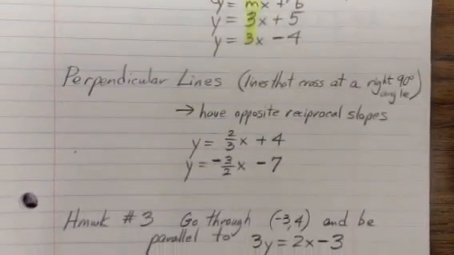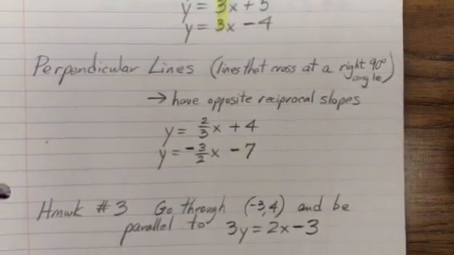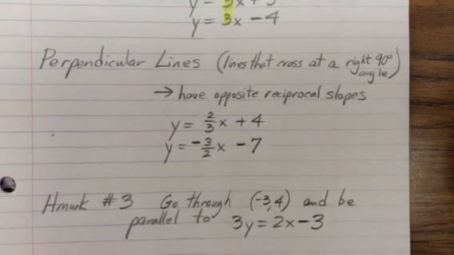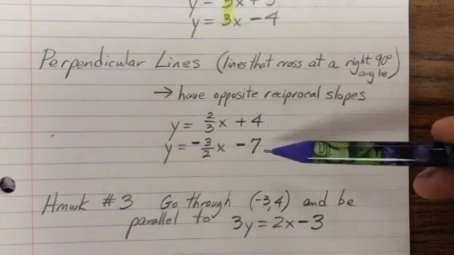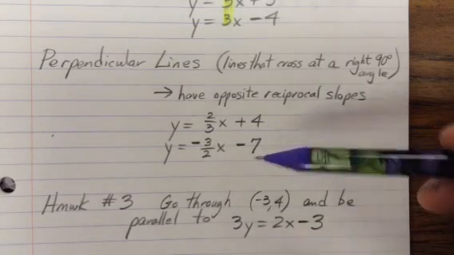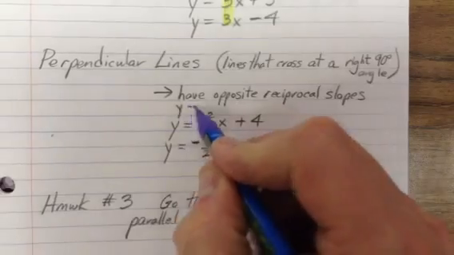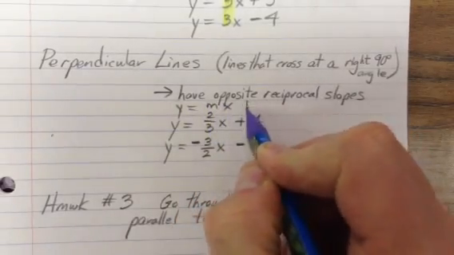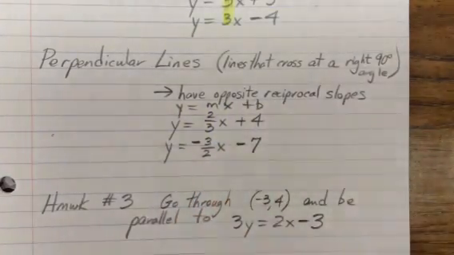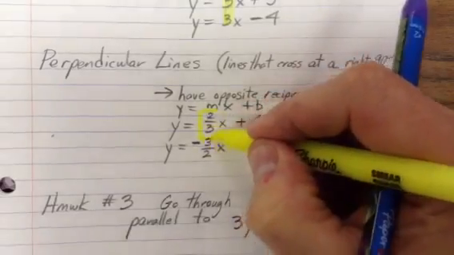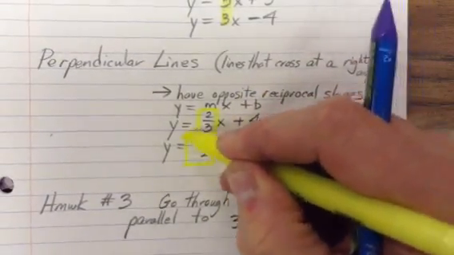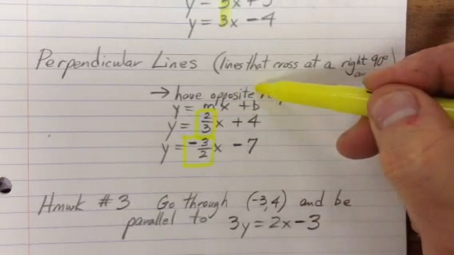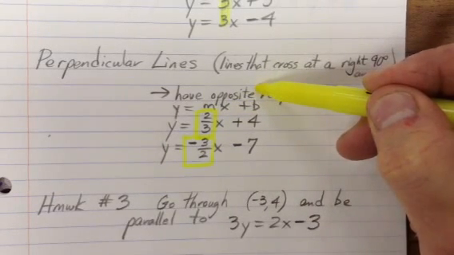Perpendicular lines are lines that cross at a 90-degree angle. They have opposite reciprocals. Here's an example of a pair of perpendicular lines. Notice that once again these are in slope-intercept form, y equals mx plus b. We can look at the slopes easily. This is a positive 2/3, and this is a negative 3/2. So you notice that the signs are opposites. One is positive, one is negative.